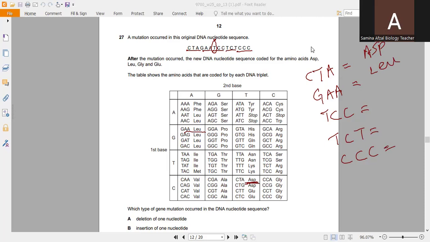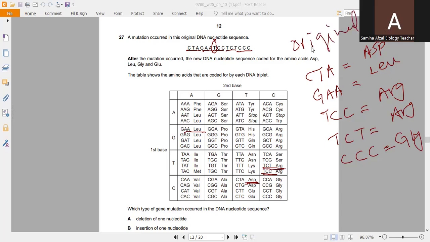Then TCC. So TCC is here, which is arginine. And then the fourth one is TCT. So this is again arginine. Then CCC. So this is glycine. So this is the original.